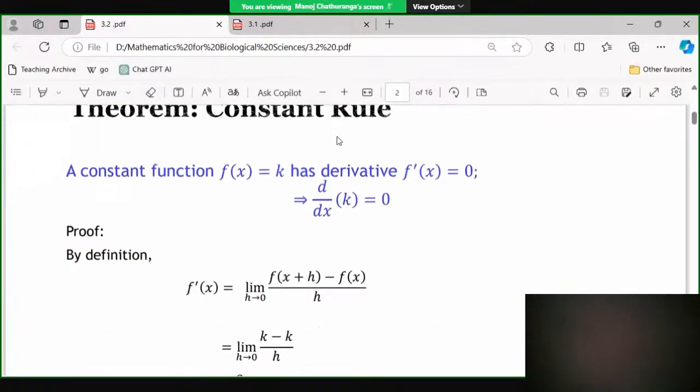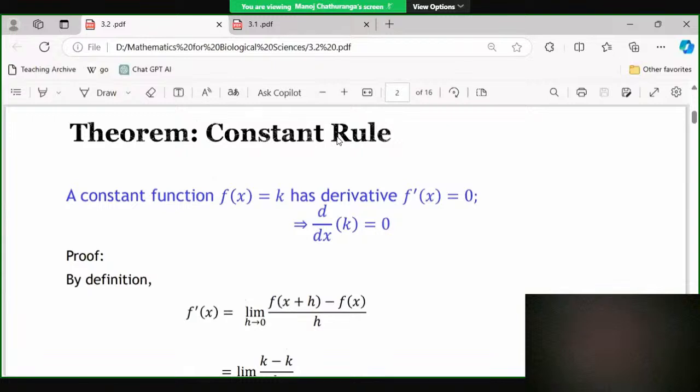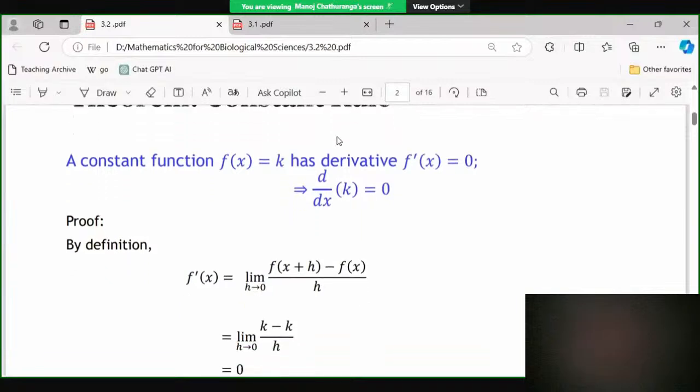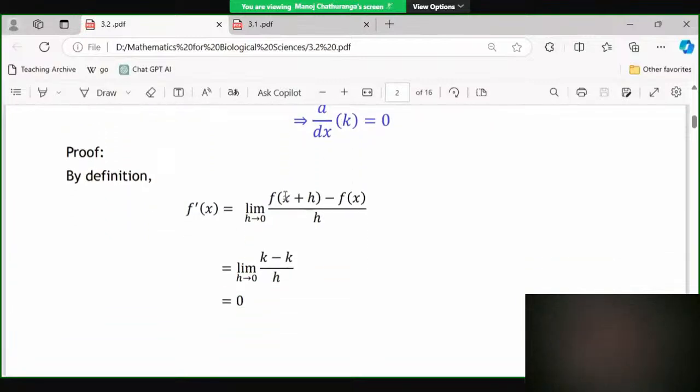So here is something we already know. This is called the constant rule. For a constant function, the slope of the tangent line is 0, therefore the derivative is always 0. You can even obtain this result using the limit definition.